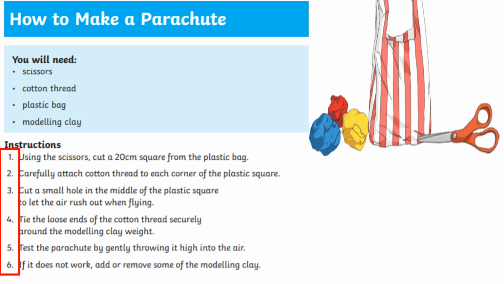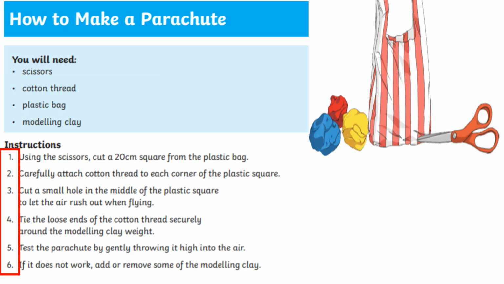Next, we have the instructions. Every step must be numbered and must start on a new line. This is because when we follow instructions, we read one step, then we do it. After that, we read the next step and go and do that. We don't read all the instructions in one go.